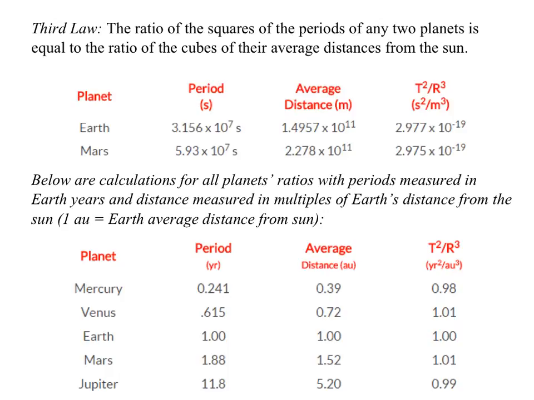So the third law tells us that the ratio, and this is interesting, the ratio of the squares of the periods, which is the period of revolution, for the Earth 1 year, the ratio of the periods of any two planets is equal to the ratio of the cubes of their average distances from the sun. So take a look at your first table insert, not the bottom one. Look at the top one for now. We'll see the Earth and we'll see Mars.